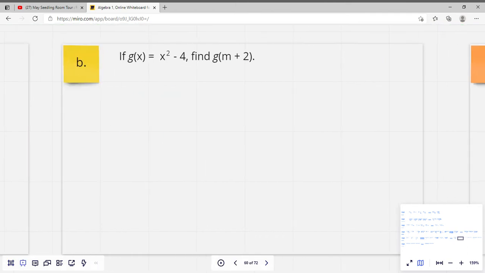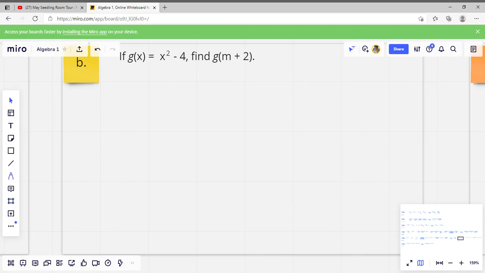This one, we're just going to plug our value in. So we've got m plus 2, and we're going to put that anywhere where we see x. So instead of x, I'm going to write m plus 2, and that's squared minus 4. So I have to square m plus 2, so m plus 2 times m plus 2.